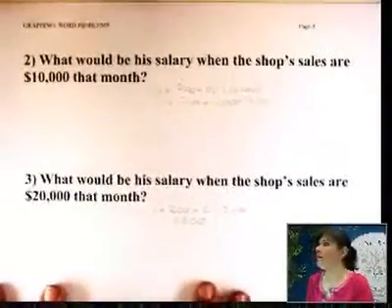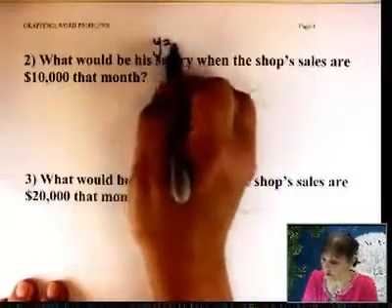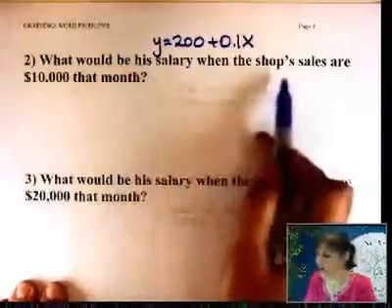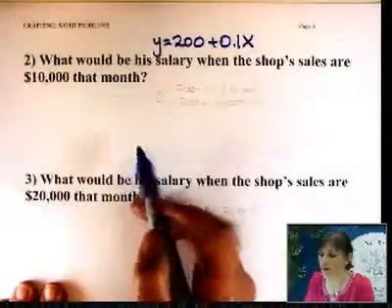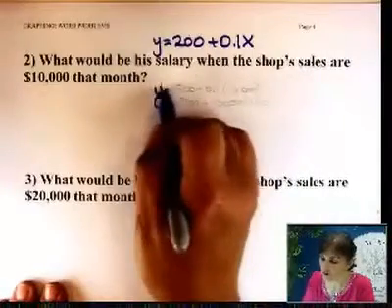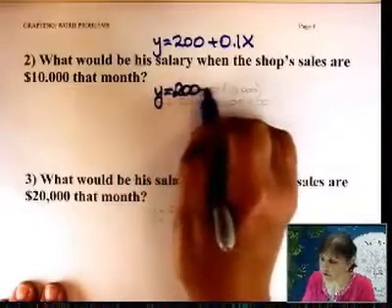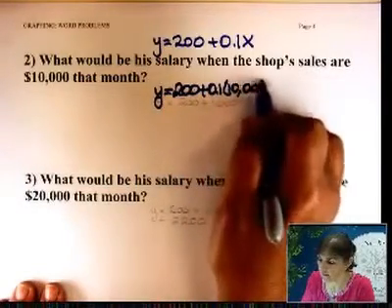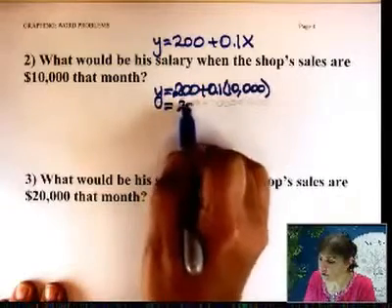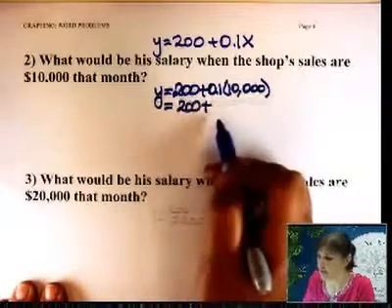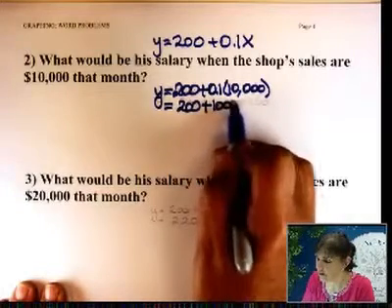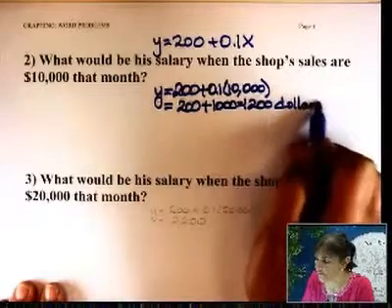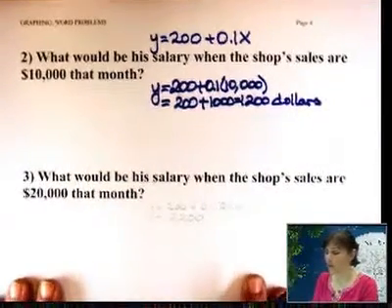Knowing that my situation is 200 plus 0.1x at this point, what would be salary when the shop sales are $10,000 that month? So plug it in. Y equals 200 plus 0.1, and x is 10,000. So that will give me 200 plus 10,000 times 0.1, that's 1,000. Guess what? $1,200. Okay, that's pretty good. How about the next one?